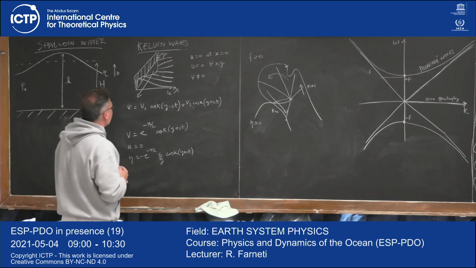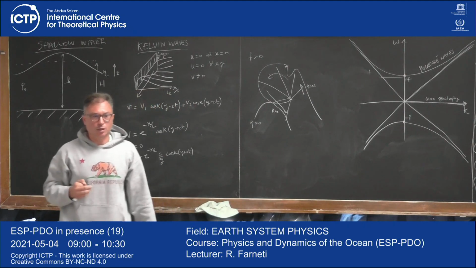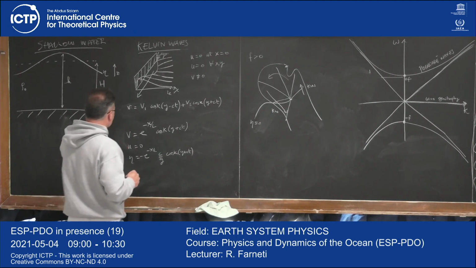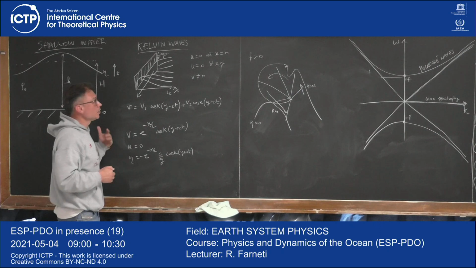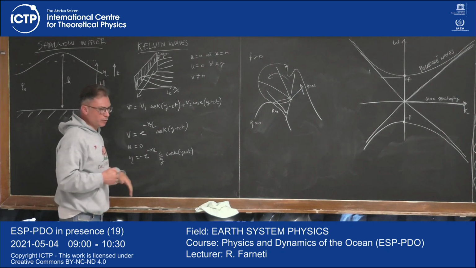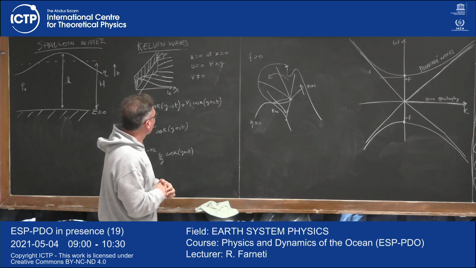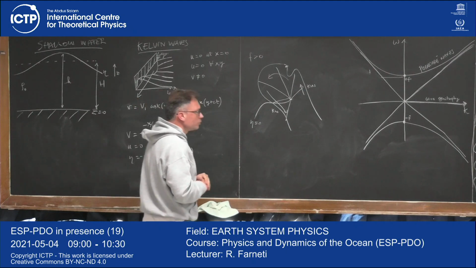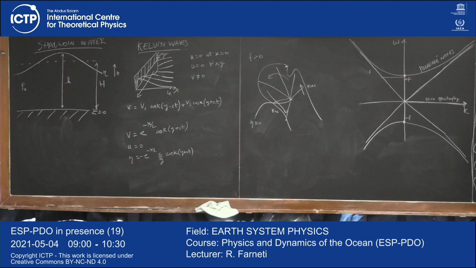Okay, so you can imagine that you form a lot of Kelvin waves in the ocean as long as you have a boundary, a coast, and you have some perturbance at the surface that generates an initial disturbance. Then you can generate a Kelvin wave that travels along the boundary. I'll stop here and we'll do Rossby waves tomorrow.